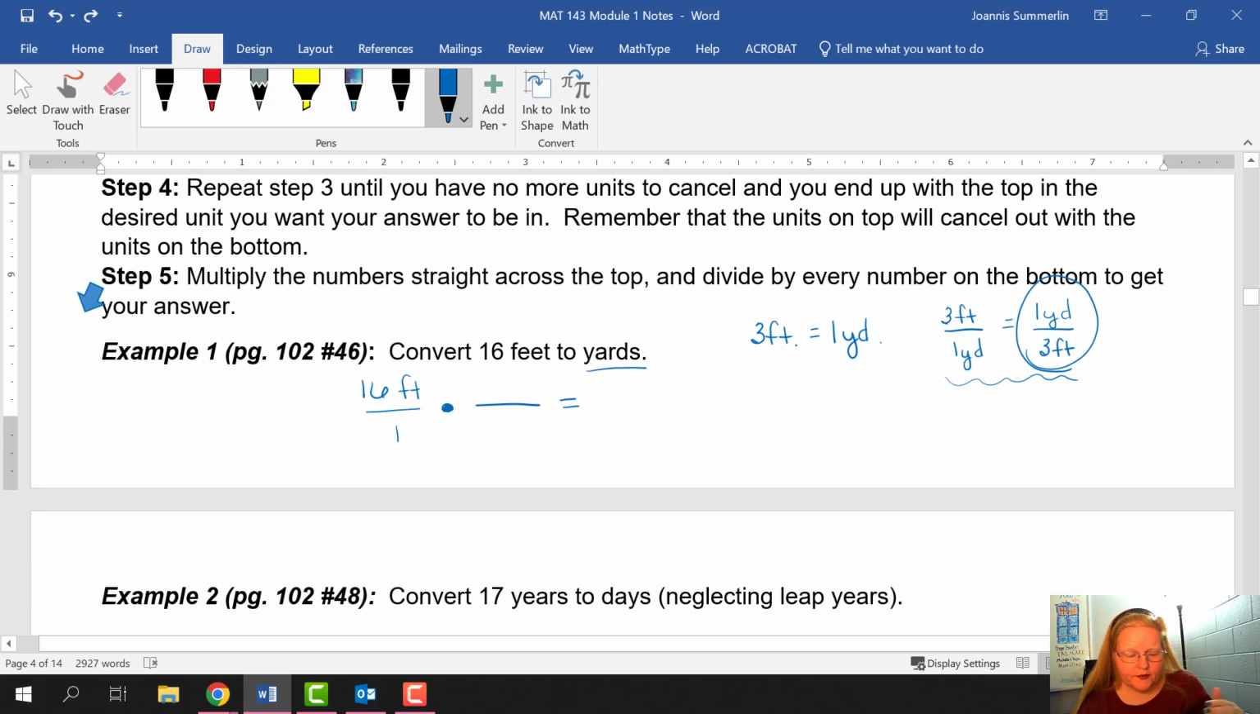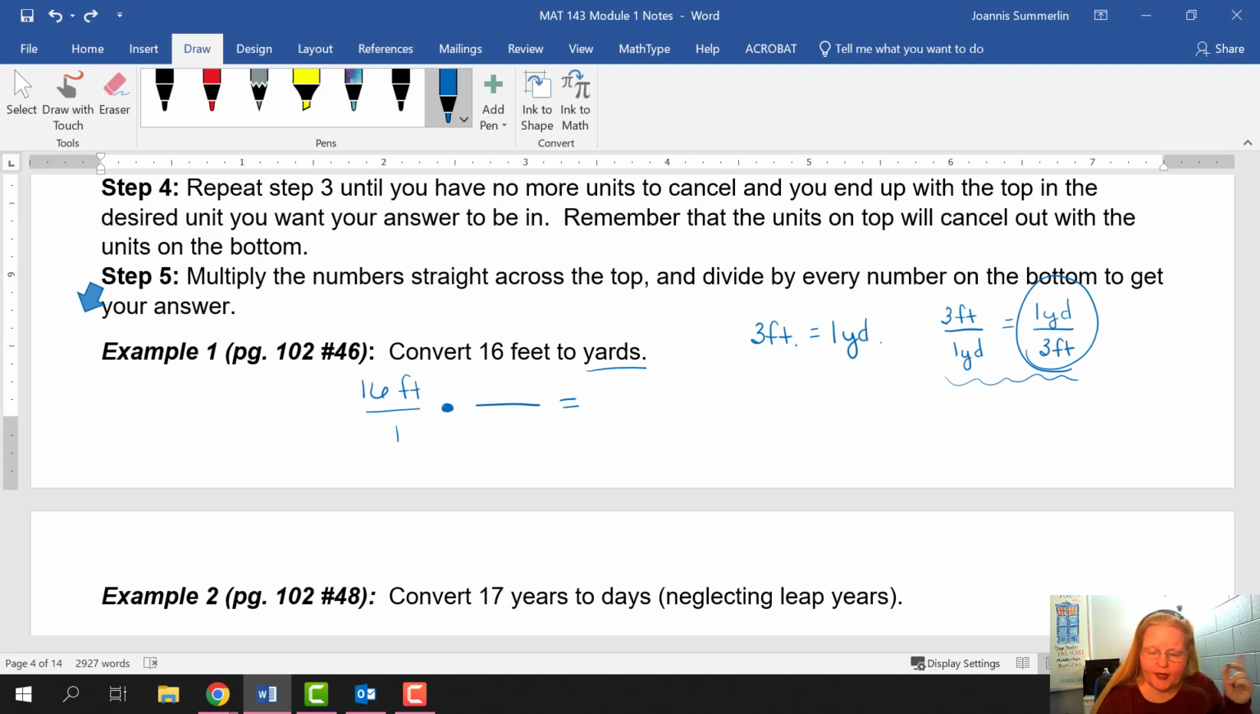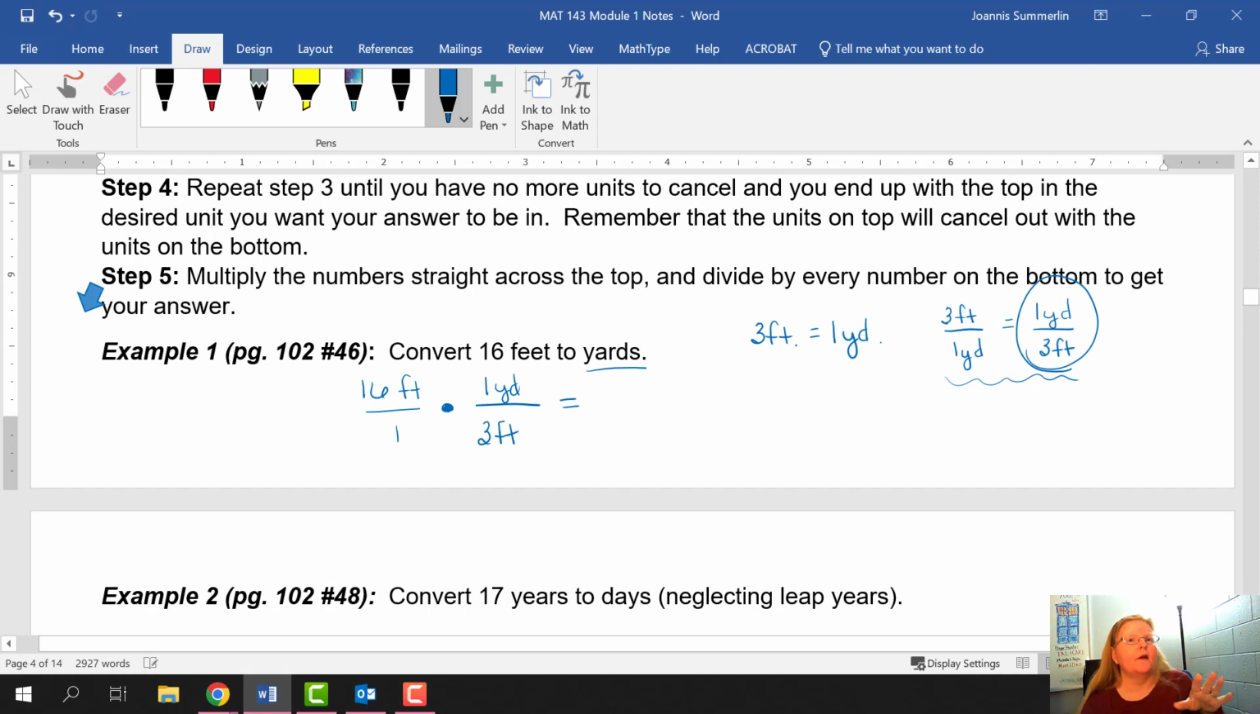So I don't want the feet on top because I need the feet on the bottom. When I have 1 yard on top and 3 feet on bottom, something magnificent happens. What happens is when you have the same unit on top that you have on the bottom, that allows your units to cancel out. If you have the same thing on top that you have on the bottom, they can cancel out.